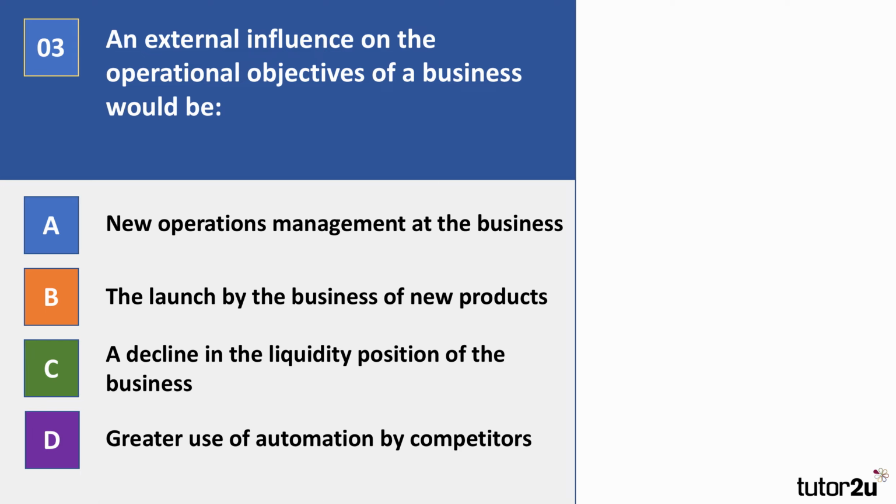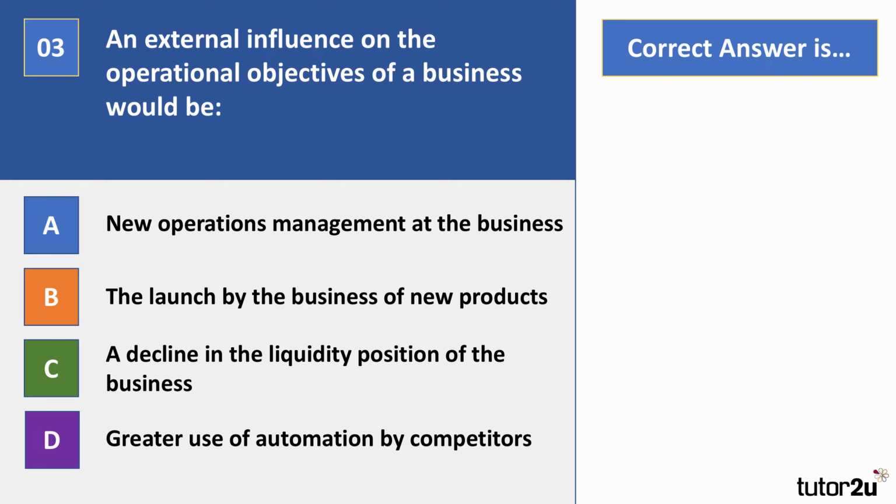So with question 3, we're looking for the external influence, the influence that's outside of the control of the business, rather than an internal influence which is within the control of the business. And here, of course, the answer must have been answer D, because the first 3 are all within the control of the business. They are internal influences on operational objectives, whereas D, greater use of automation by competitors, may have implications for the operational objectives, and that's definitely an external influence, no control over that.